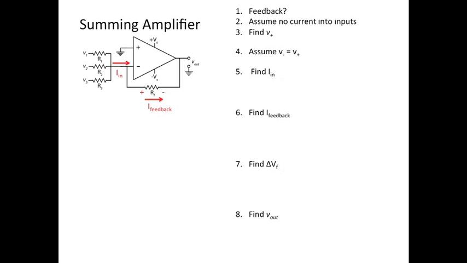Okay, let's look at a summing amplifier. So here we have V1, V2, V3. We have 3 different inputs, and they're all attached to 3 different resistors, and they all come into the inverting input. So we're going to apply our cookbook. Is there feedback? Yes. There's no current into the inputs. So let's find V plus, the one not connected to the feedback. That's 0. It's hooked to ground. We know V minus is going to be V plus, which we just said was 0. So now we can find the change in potential across each of those resistors, R1, R2, and R3.